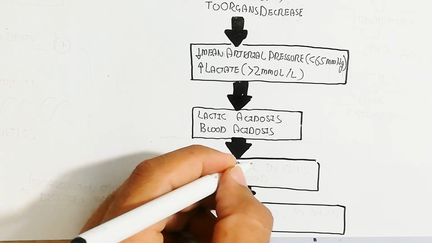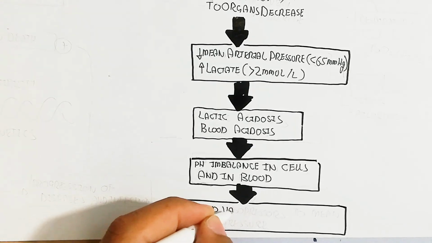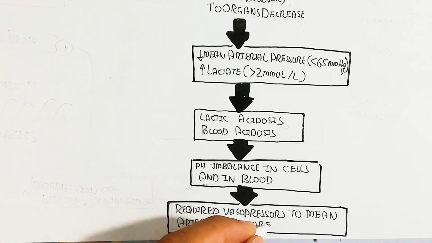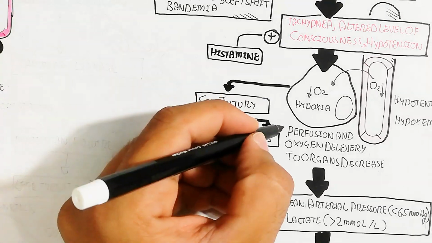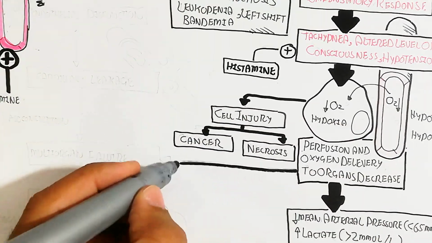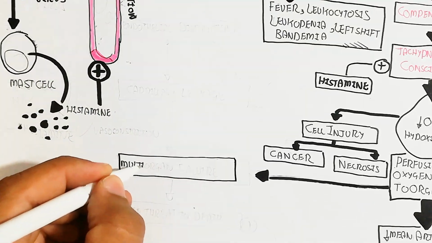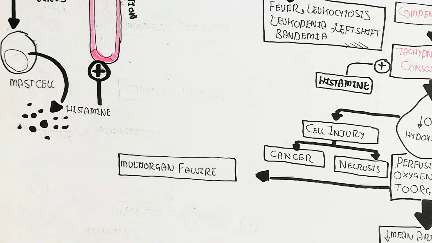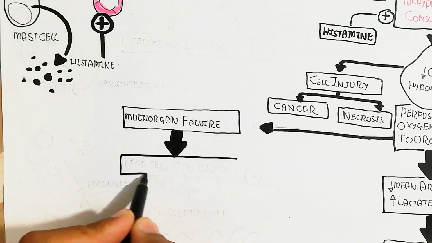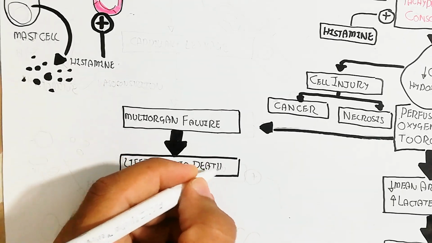And in this way, lactic acidosis and blood acidosis can occur, with pH imbalance in cells and in blood, and that requires vasopressors to restore mean arterial pressure. Anyway, this is the compensatory mechanism for the tissue and the blood, the lactic acidosis, and in this way the hypoxia will lead to cell injury and organ failure. Multi-organ failure will be life-threatening and lead to death if a cure is impossible or in severe cases.